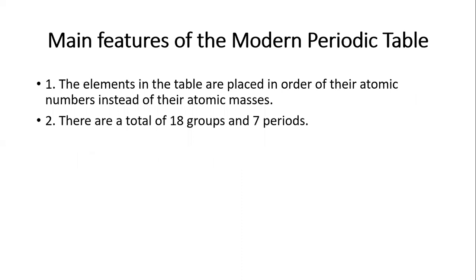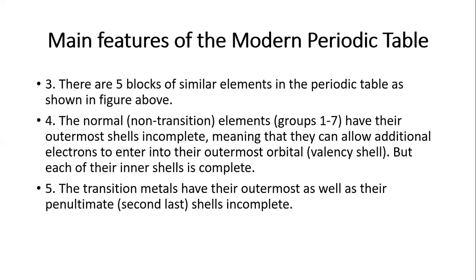Let's see the main features of the modern periodic table. The first one is that the elements in the table are placed in order of their atomic numbers instead of their atomic masses. The second one is that there are a total of 18 groups and 7 periods. There are 5 blocks of similar elements in the periodic table, as shown in the figure above, which we've seen with the first 20 elements.